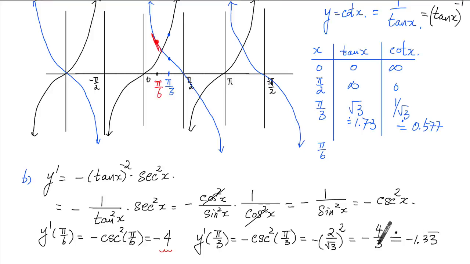-1.33-ish, repeating. And in red here at pi over 3 we do have a negative slope, and it's slightly less steep than the one that we saw at pi over 6, right? We saw that that was equal to -4. Okay, so there you have it. Two instantaneous rates of change to the curve cotangent of x.